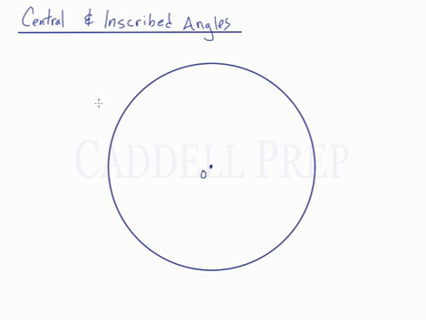In this lesson, we're going to review central and inscribed angles in a circle. Here we have a circle with a center O. If we were to draw a radius from the center to the edge of the circle, we could note that if we were to go all the way around inside the circle, it would be 360 degrees.